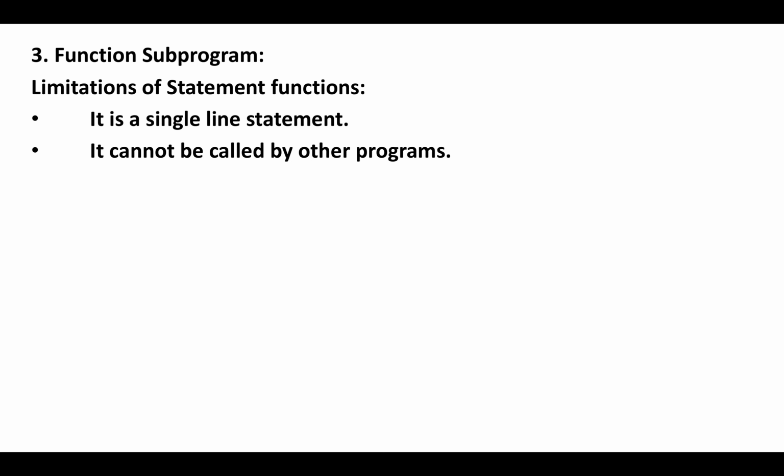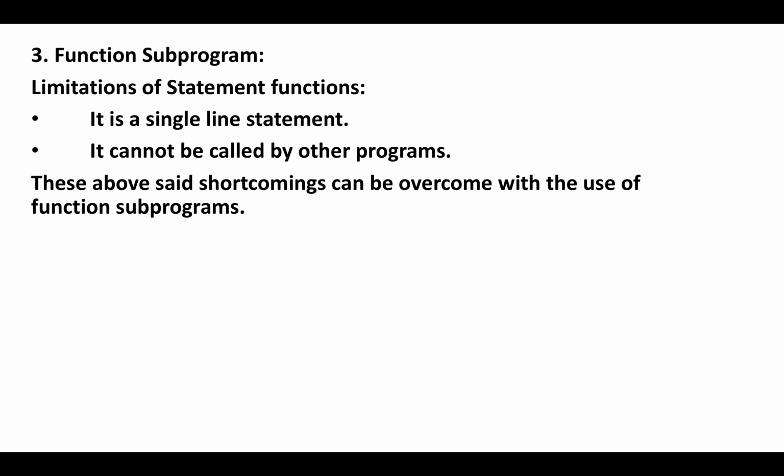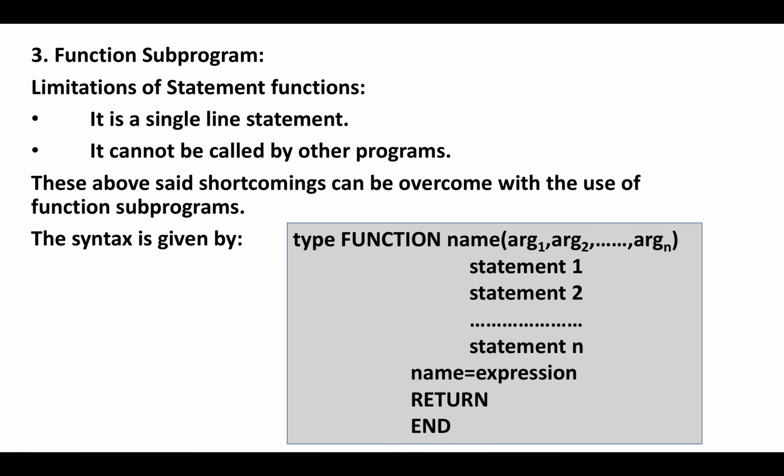Another limitation is that it cannot be called by other programs. So it is the limitation of the statement function that it is not a global function, it is a local function. If it is defined in the main program, it will remain in the main program, it can be used in the main program. If it is defined in another function or another subprogram, subroutine, it will be local to that subprogram only. So for overcoming these limitations, we use a function subprogram.